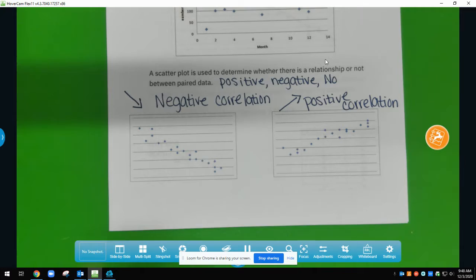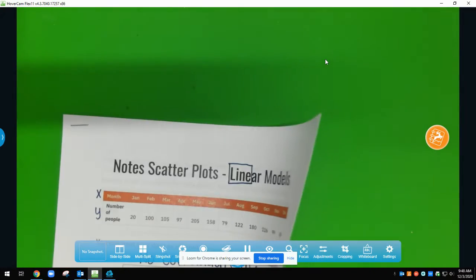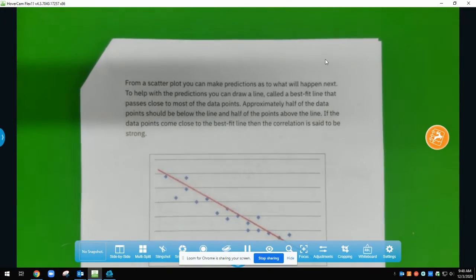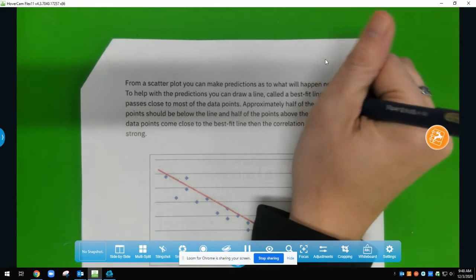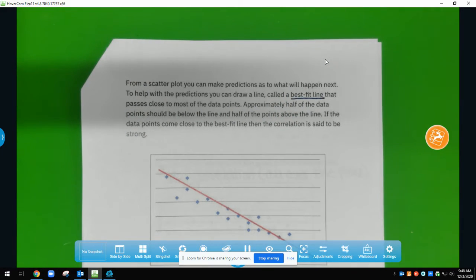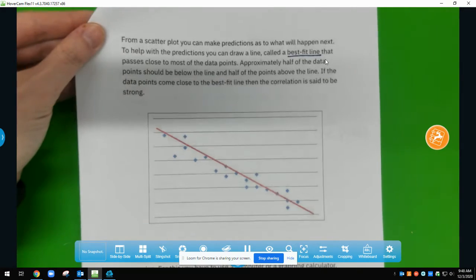Okay, so when you have scatter plots, you can make predictions as to what will happen next. So to help with predictions, you can draw a line, which is called a best fit line or a line of best fit. And this line is not going to go through all the points, but it's going to kind of split your data in half. So approximately half should be below, half should be above. So if they come close, then the correlation is said to be strong.